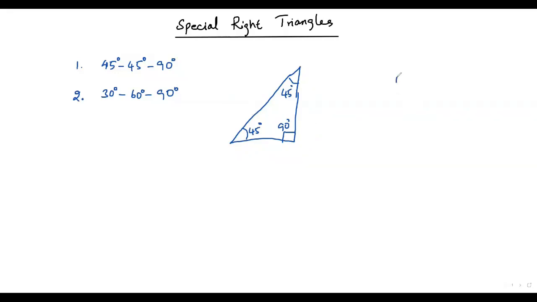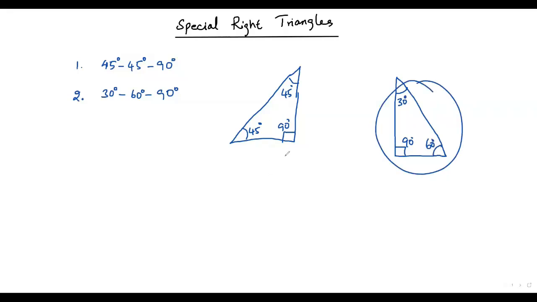Let's consider another right triangle over here. This is the right angle, so one of the interior angles must be 90°. In the remaining two interior angles, one measures 30° and the other measures 60°. Then this is also a special right triangle. It is named the 30, 60, 90 special right triangle. So there are two types of special right triangles. Here 45, 45, 90 are the interior angles of one triangle, and 30, 60, 90 are the interior angles of the other special right triangle.